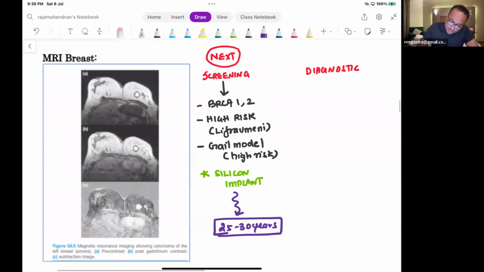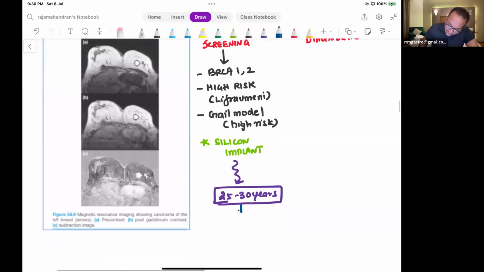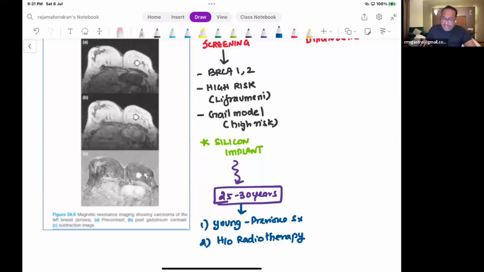And it should be used in very rare other cases, or in young females who had previous surgery in the breast, some IND or fibroadenoma, something done previously. Number one. Number two, other places where I've used it as a screening: young females who had a previous surgery, or a history of radiotherapy to the breast. When radiotherapy is given, that is better done with MRI.